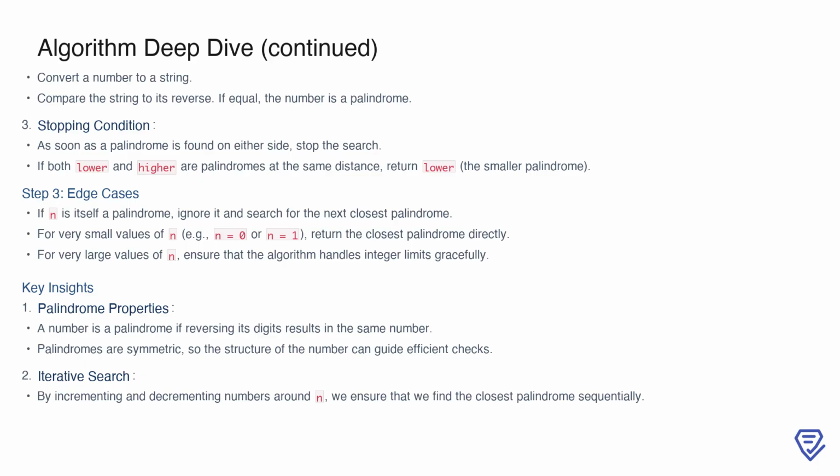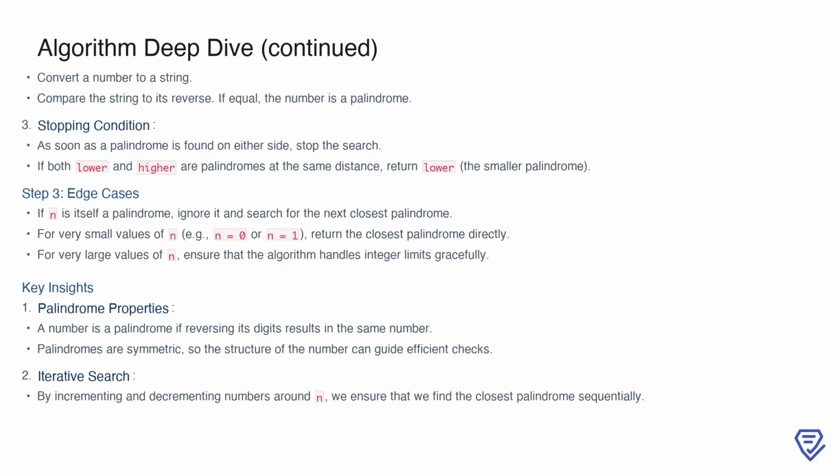We also need to consider edge cases. For example, if n is already a palindrome, we ignore it and search for the next closest palindrome. For very small values of n, like 0 or 1, we directly return the closest palindrome since the range of possible candidates is limited. Additionally, for extremely large values of n, we must ensure our algorithm can handle the constraints of integer limits without errors. Understanding these nuances helps us refine our approach.